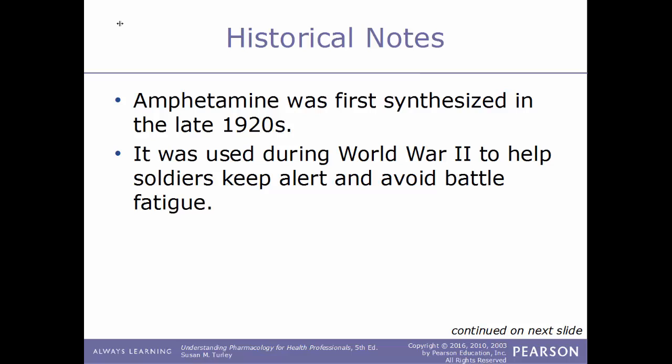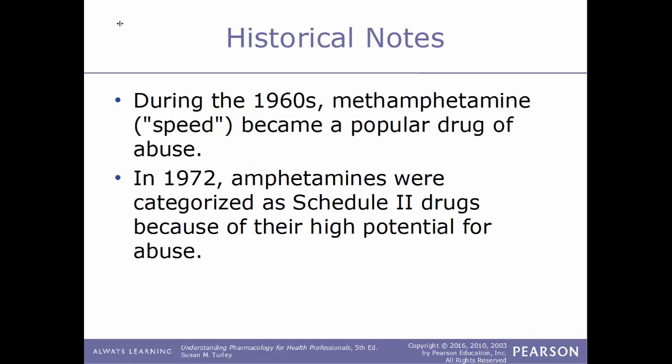Now, amphetamine was first synthesized in the late 1920s. It was first used during World War II to help soldiers keep alert and avoid battle fatigue. And during the 1960s, methamphetamine became a popular drug of abuse, and this drug was also known as speed. In 1972, amphetamines were categorized as a Schedule II drug because of their high potential for abuse.